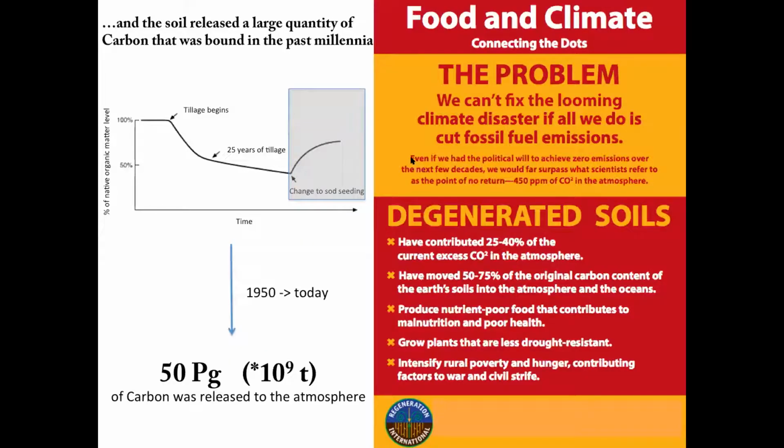Well, when we start tilling a soil, you see the amount of organic matter here on the graph on the left, it drops dramatically to about 50% after only 25 years. This means that from 1950 to today, soil tillage has contributed to a release of about 50 petagrams, which is 10 to the 9 tons, in the atmosphere. So our green revolution approach with big machinery, with big tilling machines, has greatly contributed not only to soil degradation, but also to greenhouse effect.